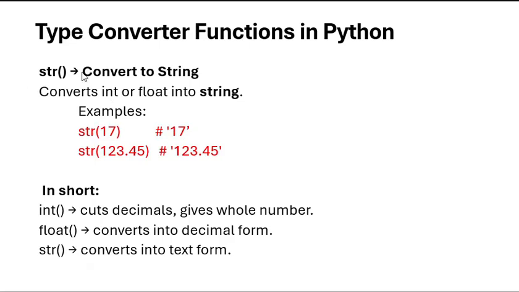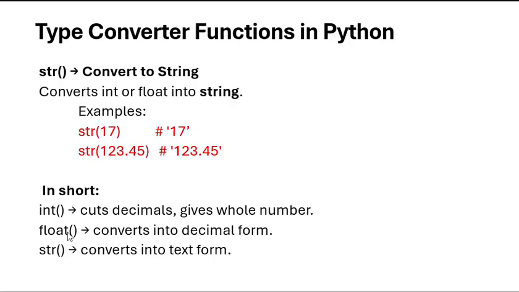Let us see string. Convert to string. How is one value converted to a string? Let us see that. It converts an int or float into a string. It converts an integer and a floating point number to a string, which is string 17. This is the integer data type. It will convert to a string by adding the quotation marks. And string 123.45 is also converted to a string by adding the quotation marks, "123.45".